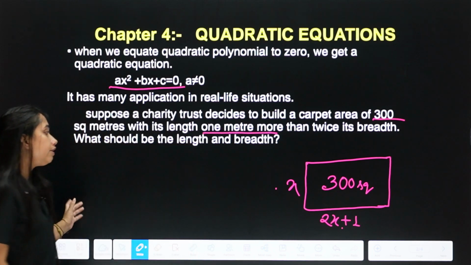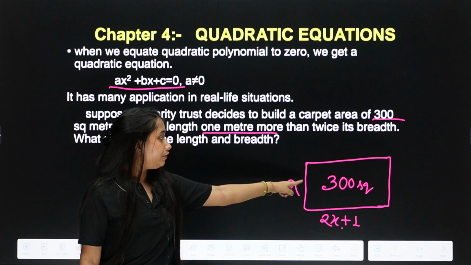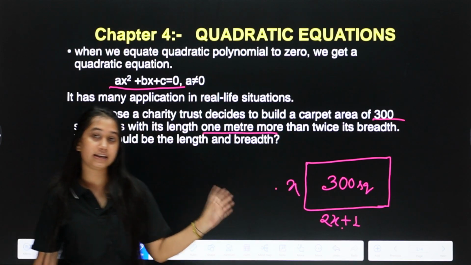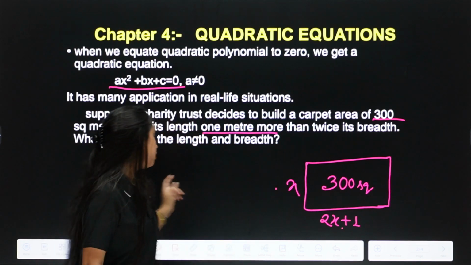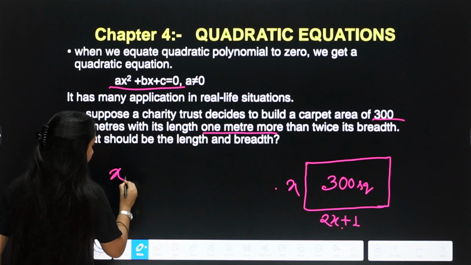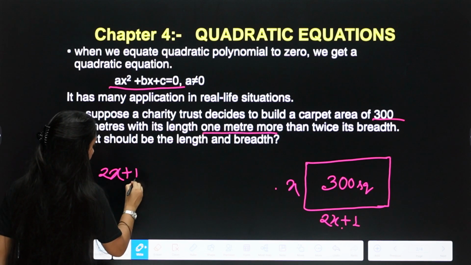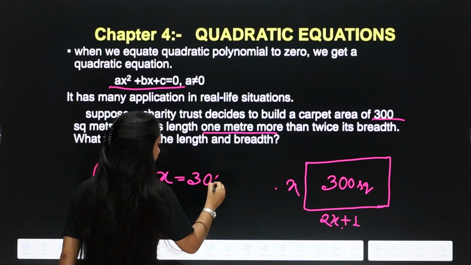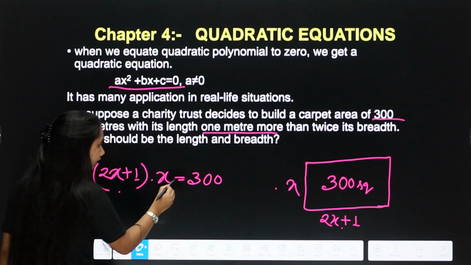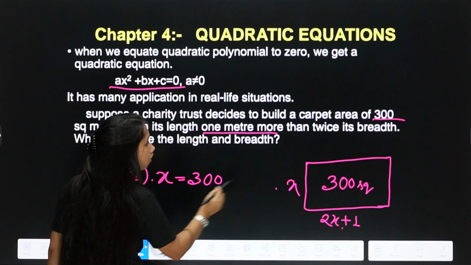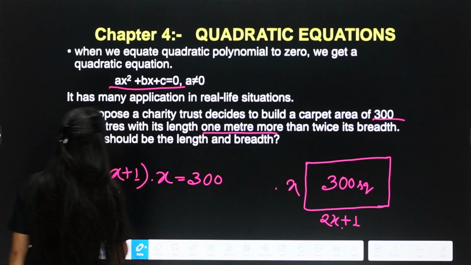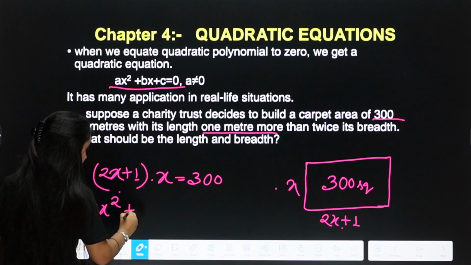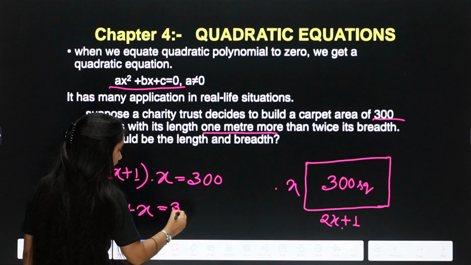So, what formula will we use? We have given 300 square meters, that is the area of this rectangle. The formula for the area of a rectangle is length into breadth. So, length into breadth, that is (2x plus 1) into x, is equal to 300. That is the area of this carpet. So, we will multiply it, that is 2x square plus x is equal to 300.